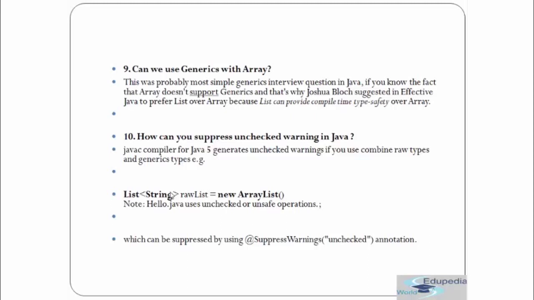Now coming to the 10th question, it says how can you suppress unchecked warnings in Java? Well, the javac compiler for Java 5 generates an unchecked warning if you combine raw types and generic types. Example, List<String> rawList = new ArrayList(). Note: Hello.java uses unchecked or unsafe operations, which can be suppressed by using the @SuppressWarnings("unchecked") annotation. Okay, so this is how it is used.